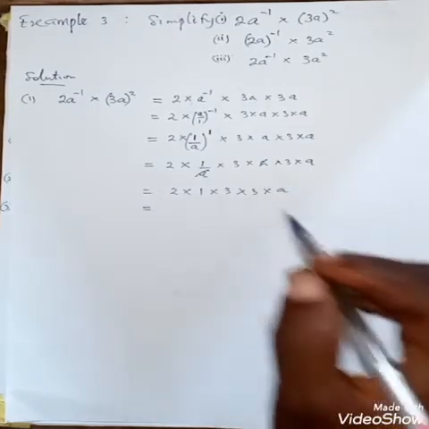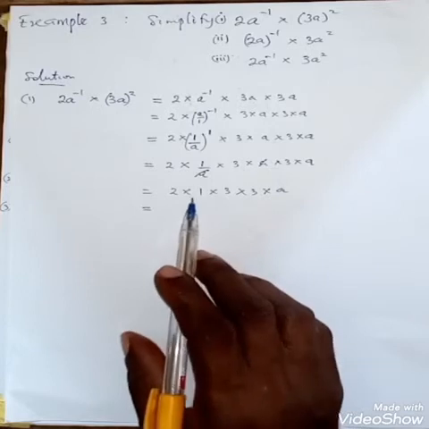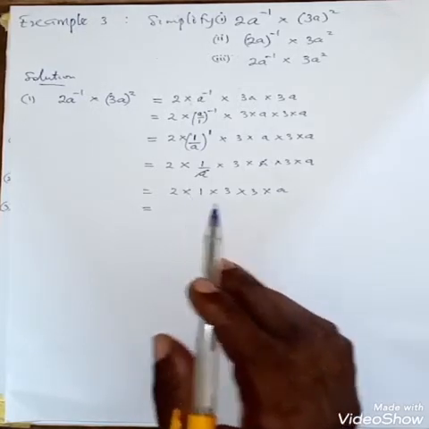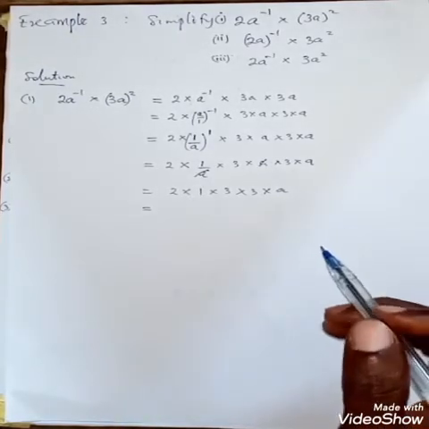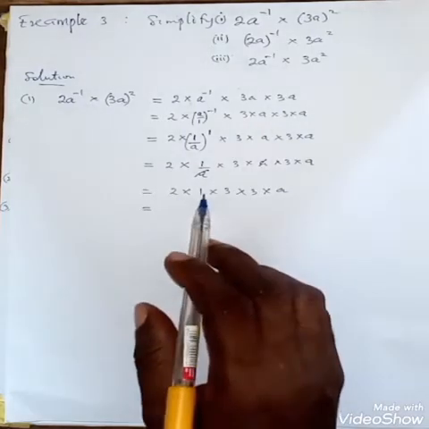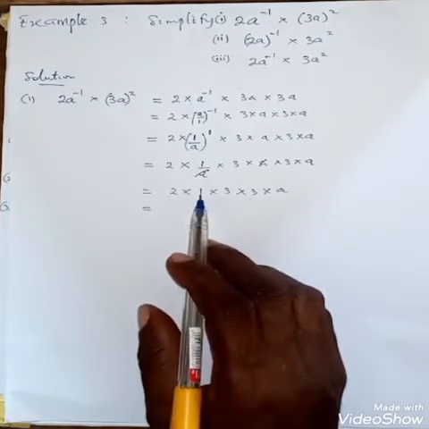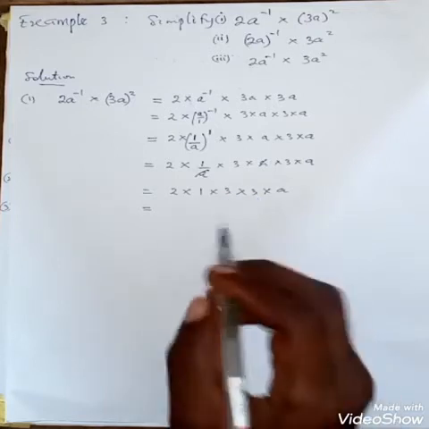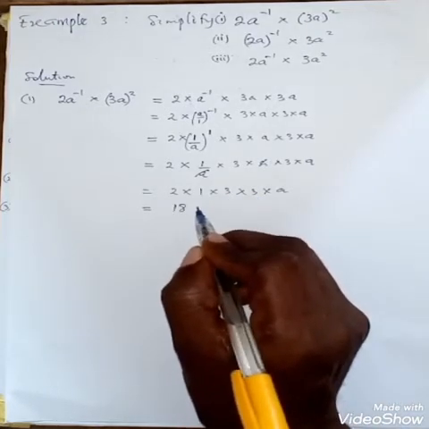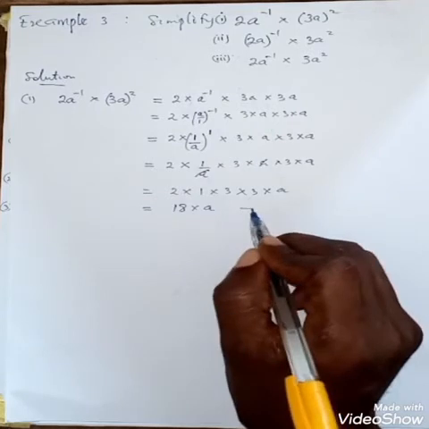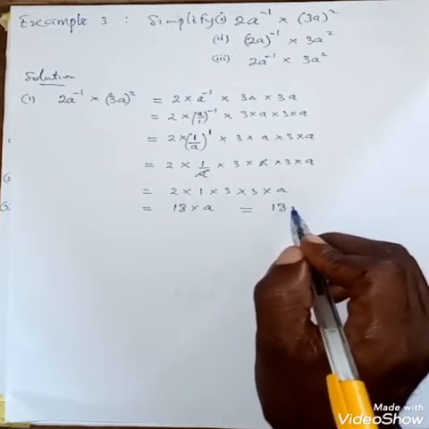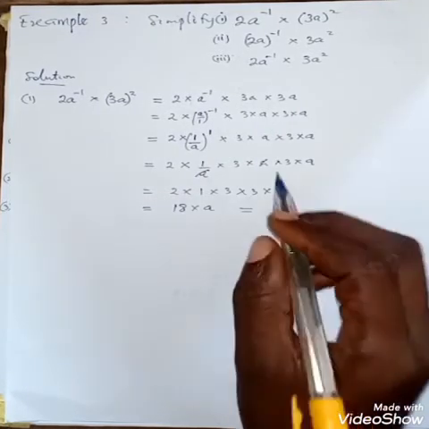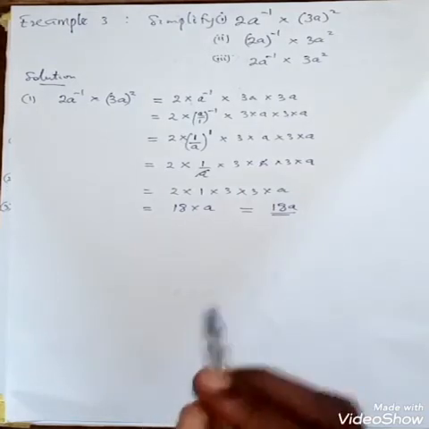And remember, I said it previously that numbers will multiply number and letters will multiply letters in case whereby we have more. So 2 times 1 here gives 2. Now 2 times 3 here 6. 6 times 3 here is 18. So we have 18 times a, which is equal to 18a. So our answer to number 1 is 18a.